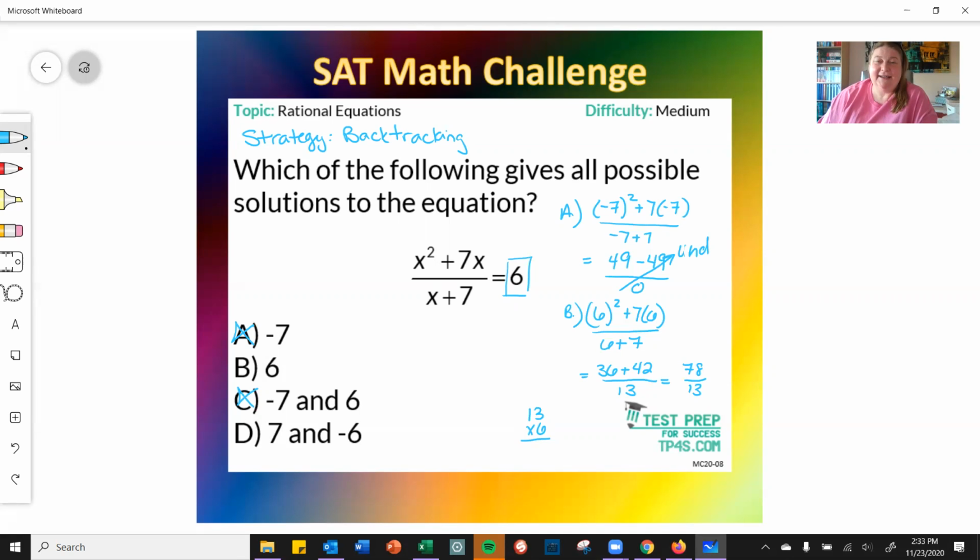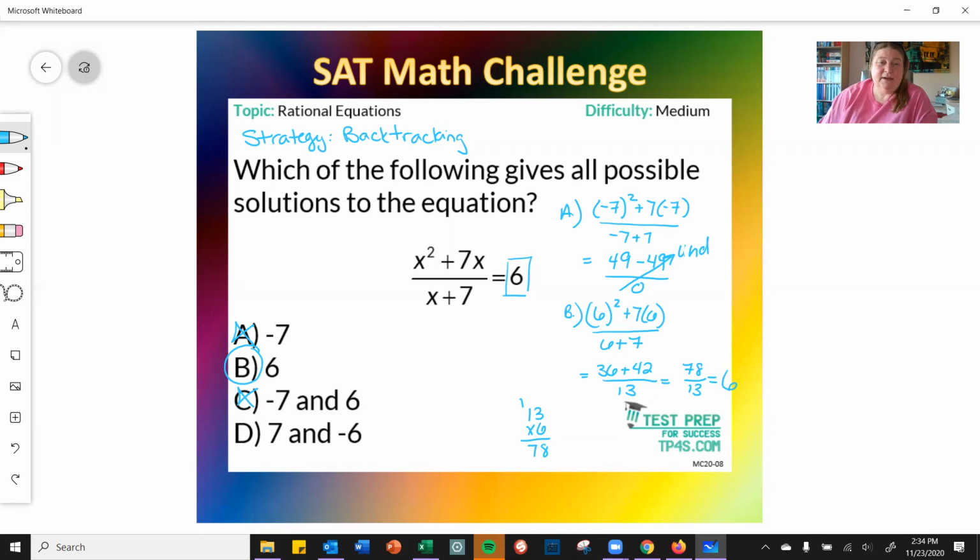So let's try this. 6 times 3 is 18. 6 times 1 is 6, plus 1 more is 7. Hey, look, 13 times 6 is 78. So 78 divided by 13 is 6. 6 is the correct answer.